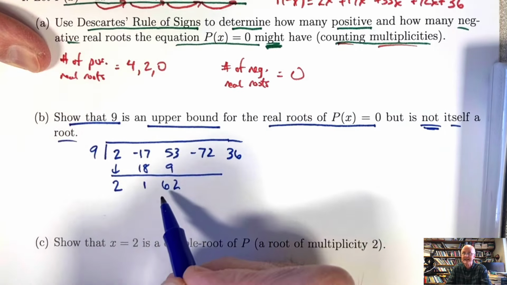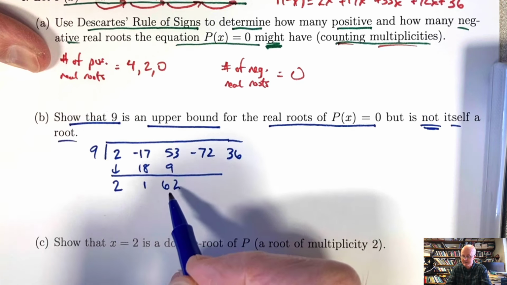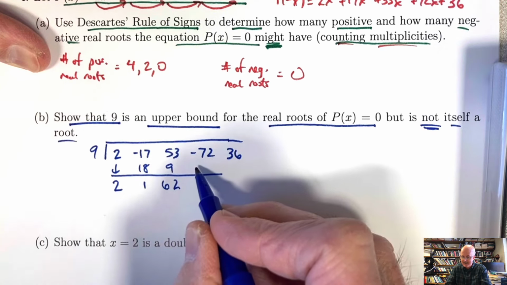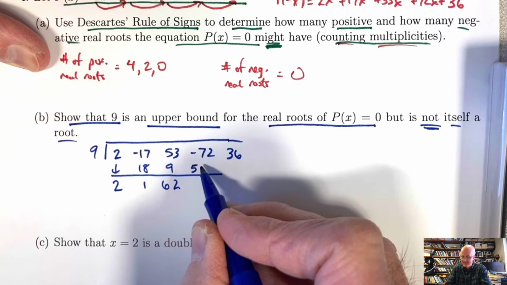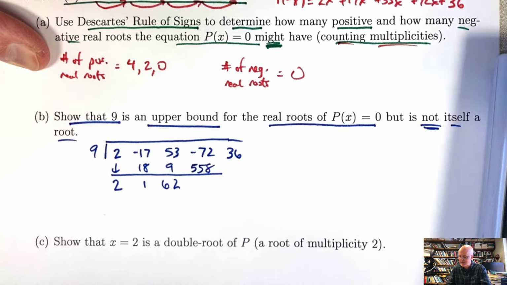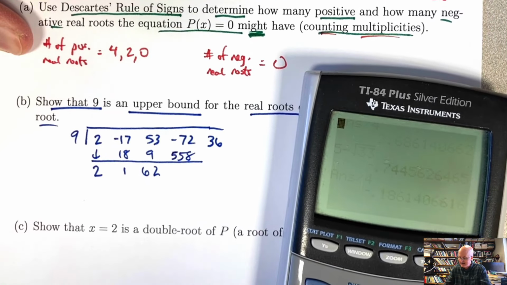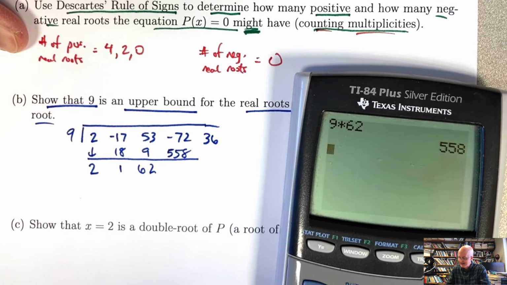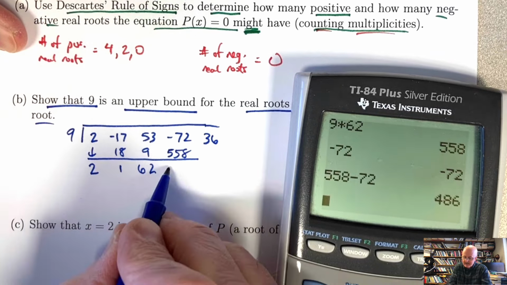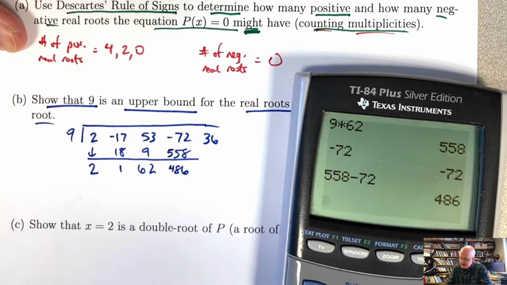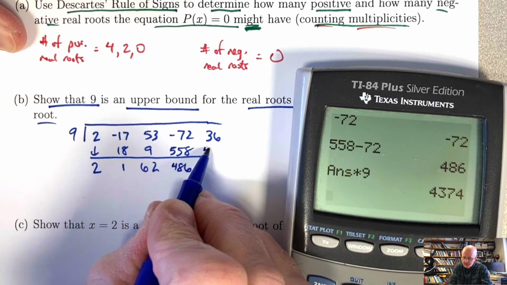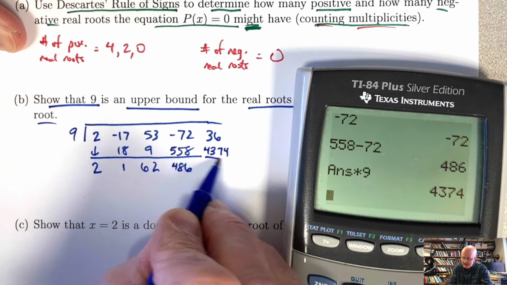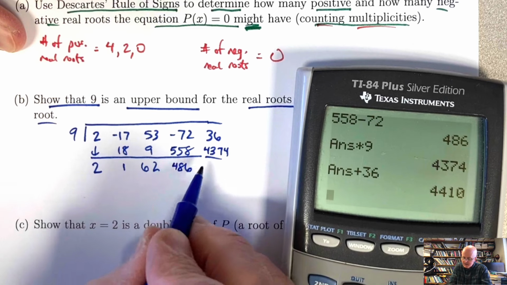Let's try to do that one in my head. 62 times 9, let's see, 10 times 62 would be 620. Subtract 62 from that, and we get 558, I believe. Maybe I better double check that. 9 times 62 is, yes, 558. Add -72, meaning subtract 72. Oops, 558 minus 72 is 486. Times 9 is a big positive number, 4,374. Add 36 to that. You're going to get 4410.